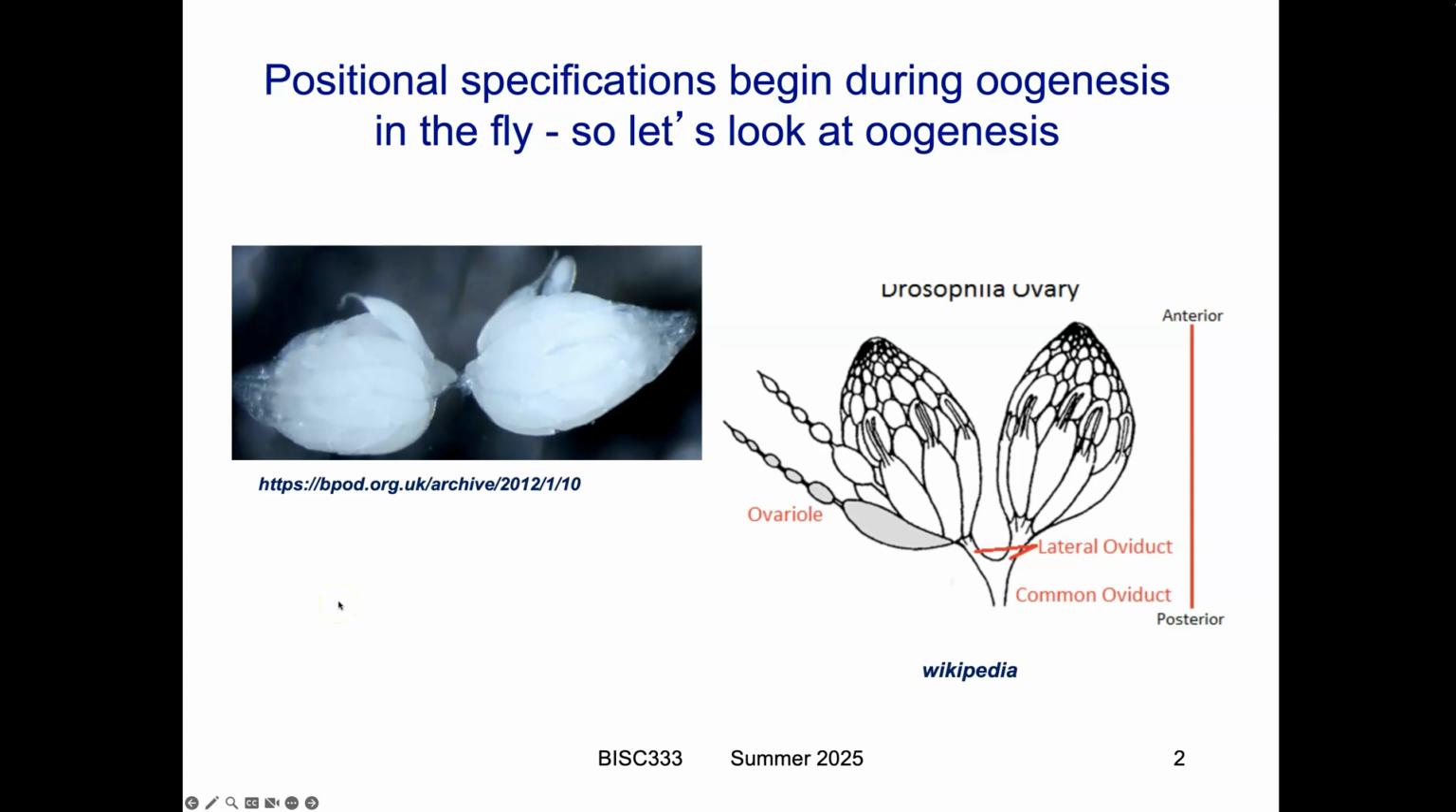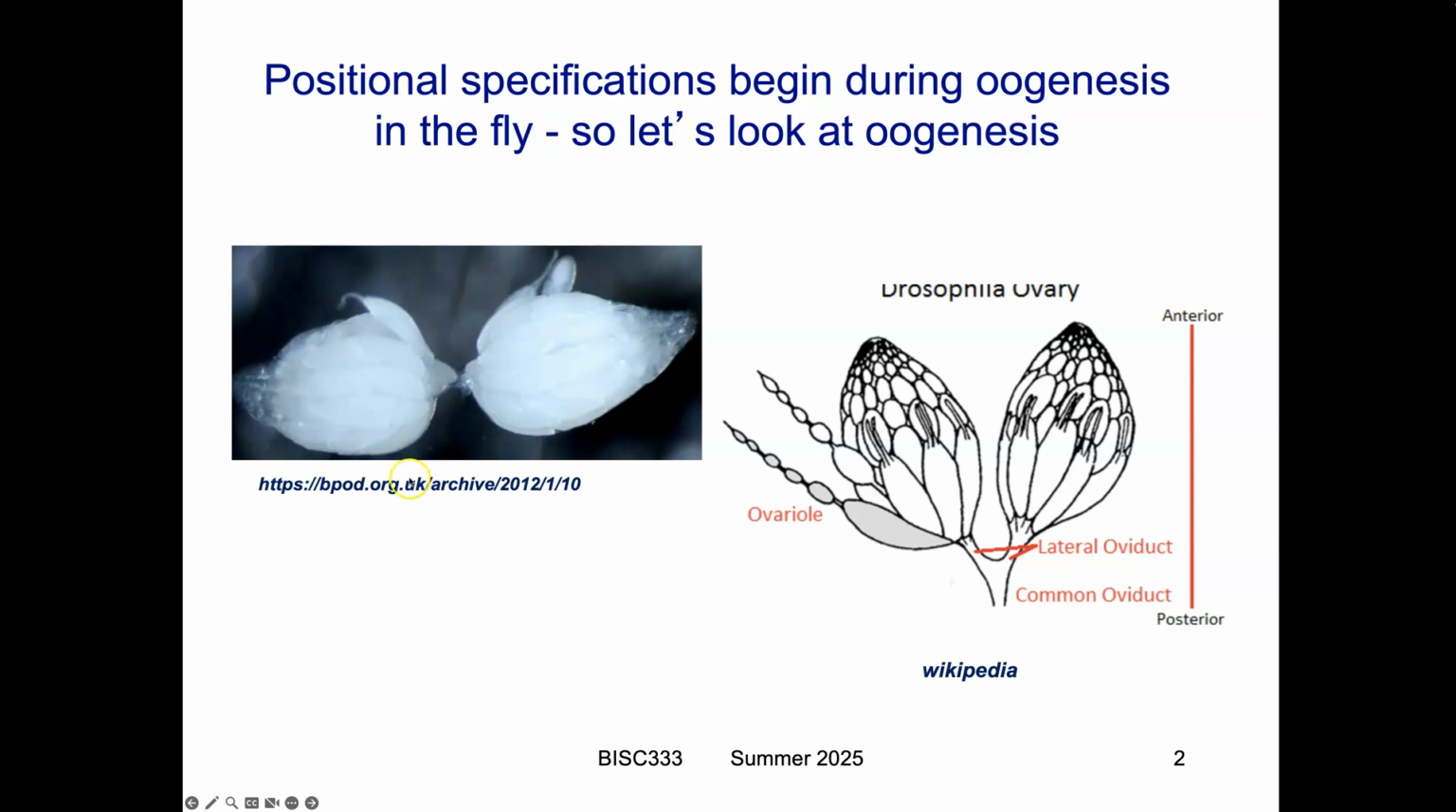Okay, so the last couple of lectures we've been talking about the basics of development, and we've focused on maternal components, so the proteins and the RNAs and so on that are put into the egg by the mother. In that case, they're put in during the process of oogenesis.